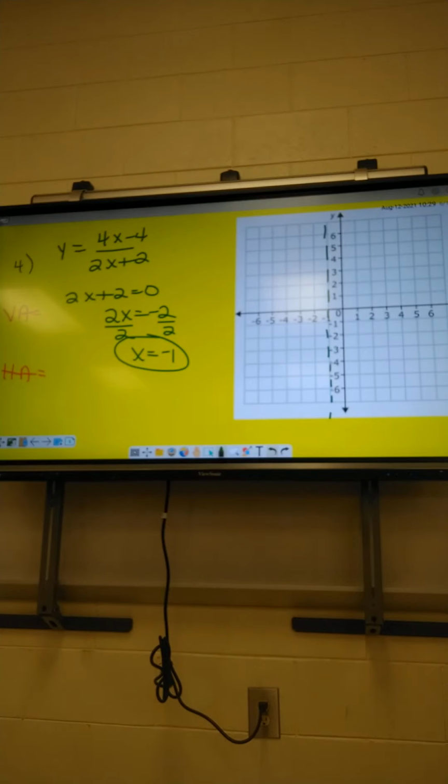All right, question about that first step? That first step is the same on every problem. You got to find your VA and your HA.